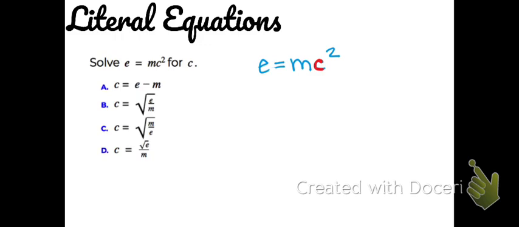You undo the squaring last. Let's first undo this multiplying by m. What's the opposite of multiplying by m? Dividing by m. Because anything divided by itself is 1. So we have to do that on both sides.